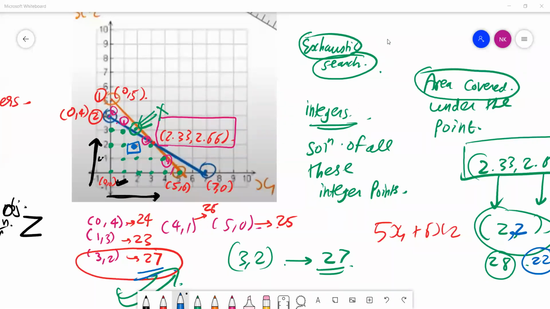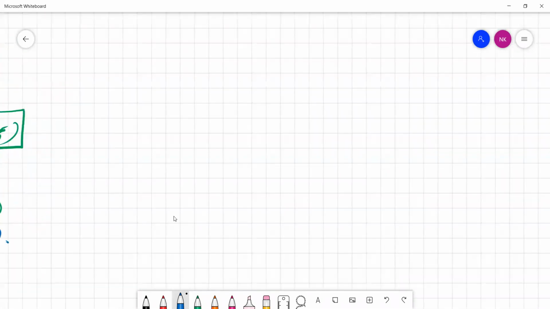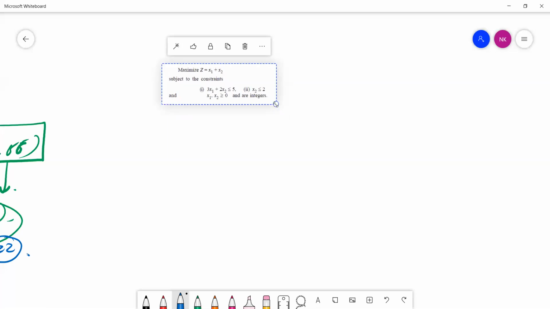Okay, fine. So for the practice, let's have one more example, and I hope you can now easily do it within 10 more minutes. So start doing this particular question. Very simple.